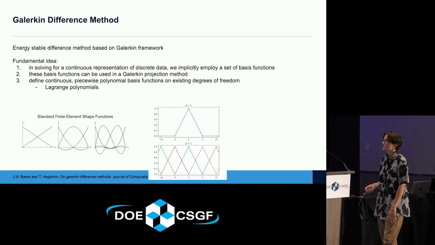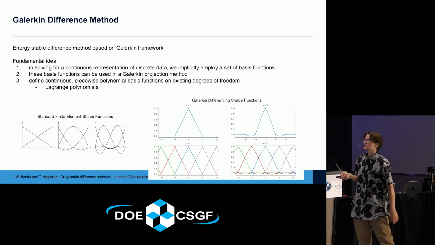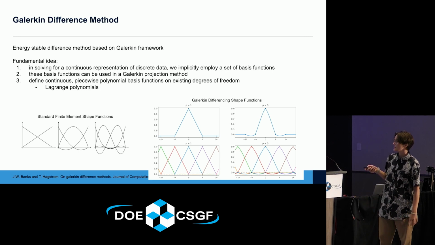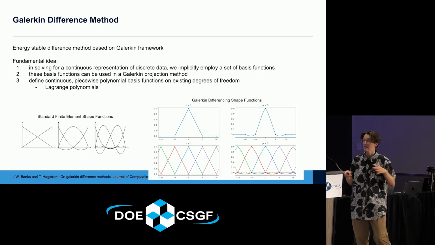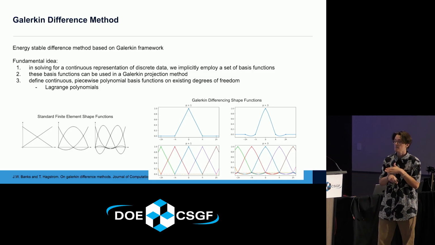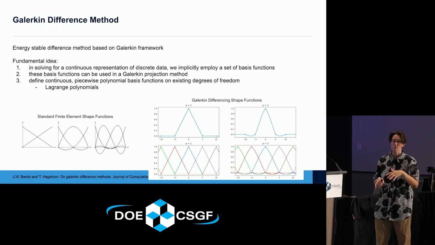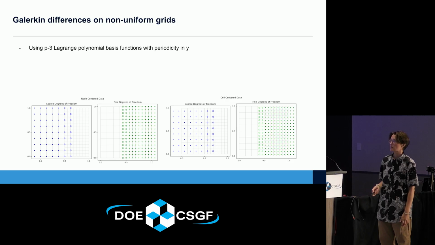But when we go to this Galerkin difference framework, our linear shape functions look the same, but when we go to higher order, instead of adding nodes internally, we extend the support of our shape functions to cover additional already existing degrees of freedom. And so we end up maintaining structure that's compatible with the MAC grid while being able to use these higher order finite difference or finite element type methods.